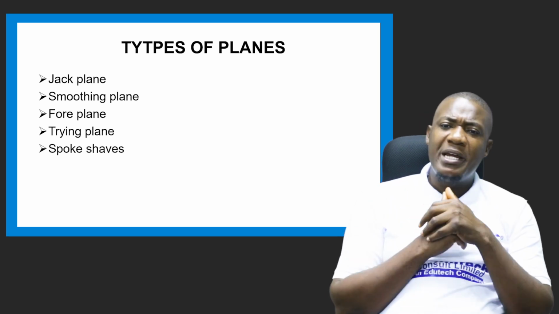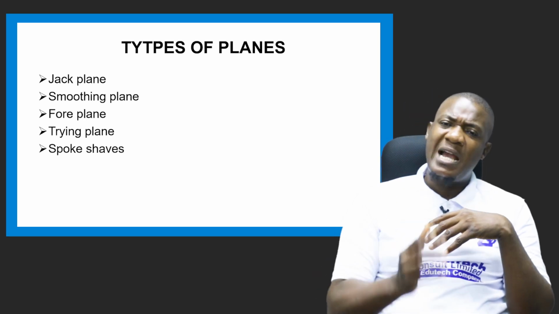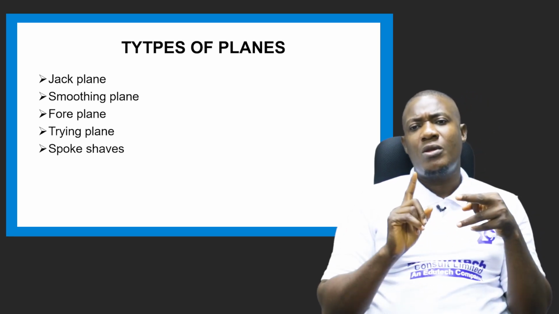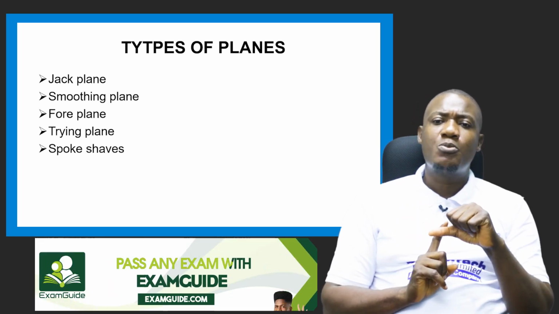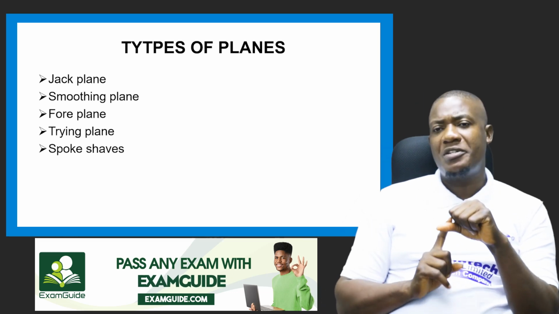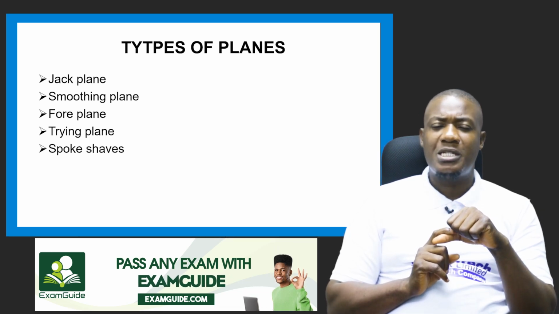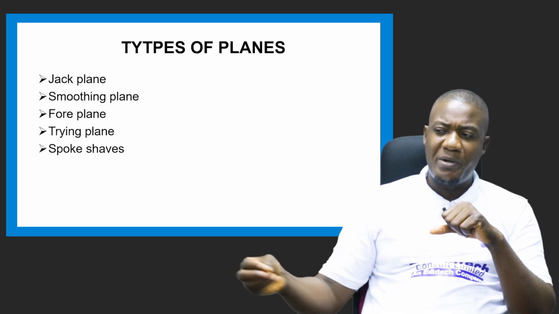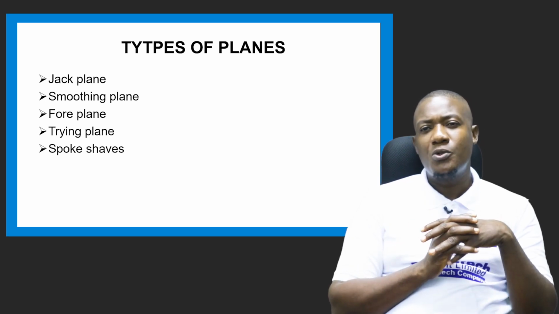We have the try plane. We also have spokeshaves. These are different types of plane that we have. A jack plane, smoothing plane, fore plane, try plane, and a spokeshave. I need you to take note of them. As a technologist, you should be acquainted with these names so that when you are to perform any function on the woodwork, you know which plane you are supposed to use to perform that particular job.